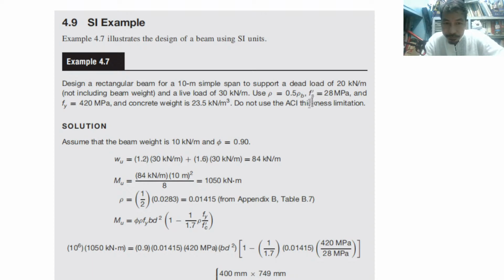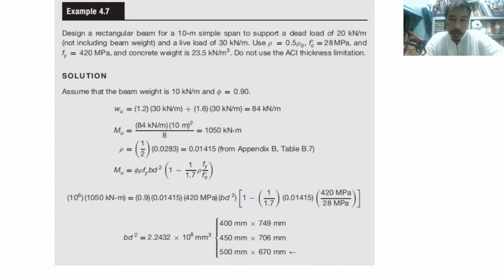So f'c is equal to 28 megapascal, and fy is equal to 420 megapascal. And concrete weight is 23.5. In the code, this is 23.6. Do not use the ACI thickness limitation. So therefore, solution. Using this given, assume that the beam weight is 10 kilonewton per meter and phi is equal to 0.9. These are two assumptions.